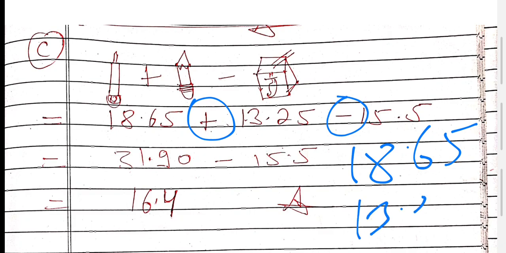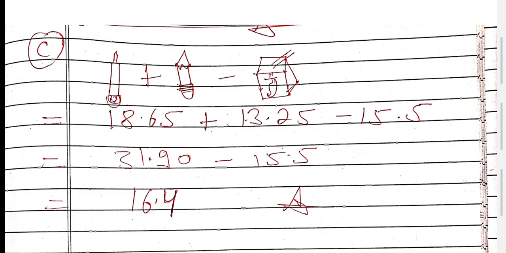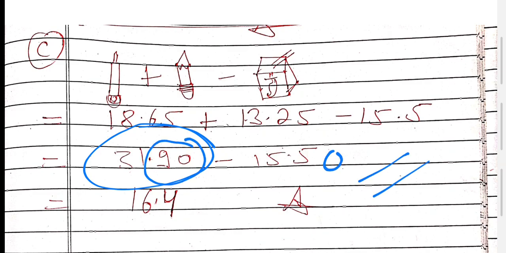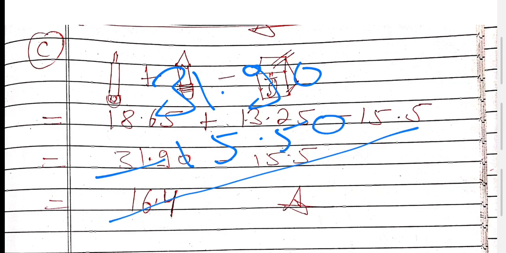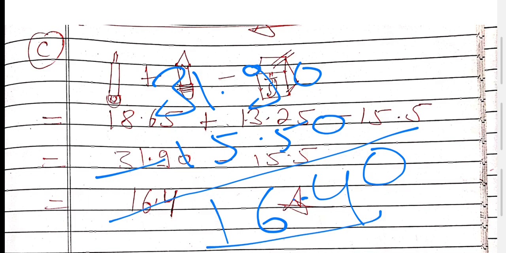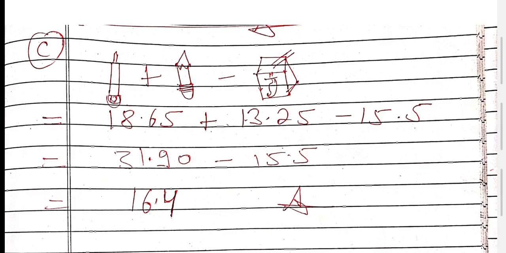Then when you add 18.65 and 13.25, what will you get? When you add, you will get 31.90. Now minus 15.5. So 31.90 has two decimal places, so write a 0 here. Now 15.5 also becomes two decimal places. Now just subtract. 31.90 and 15.5, so add a 0 to make them balanced. Now just subtract: 0 as it is. 9 minus 5 is 4. Then what will be left here? 5 and 6 is 11, becomes 2, 2 minus 1 is 1. So you will get 16.40. What you will get? 16.40.